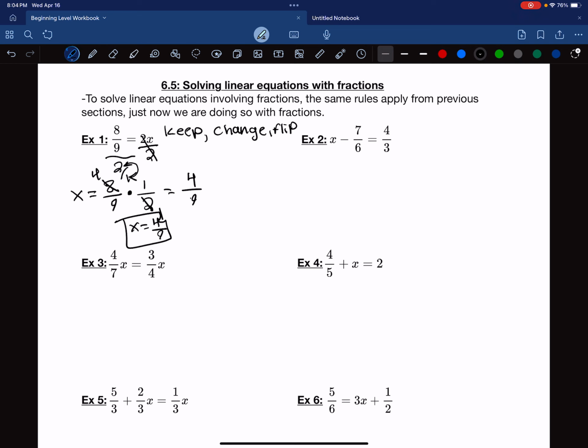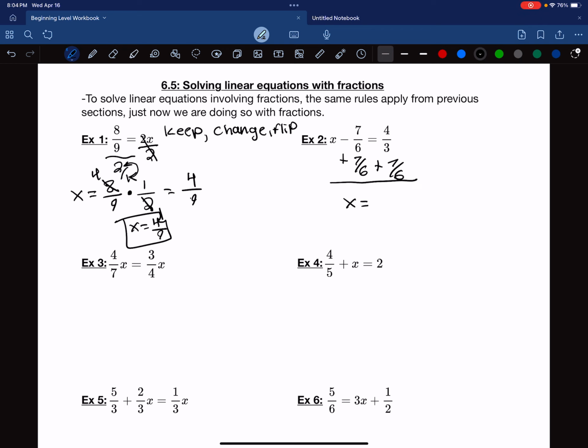Now looking at example 2, I encourage you to pause the video and try it. And now let's work through it. So we have x minus 7/6 equals 4/3. To solve for x, we're going to add 7/6 on both sides of the equation.